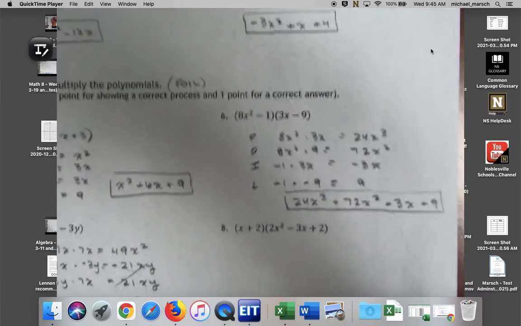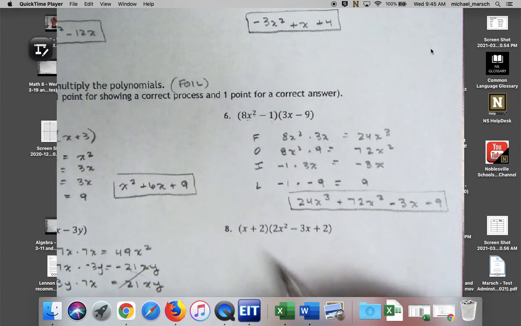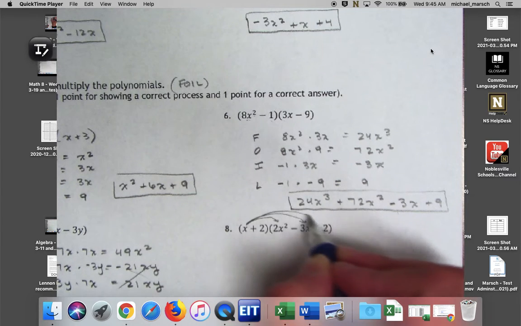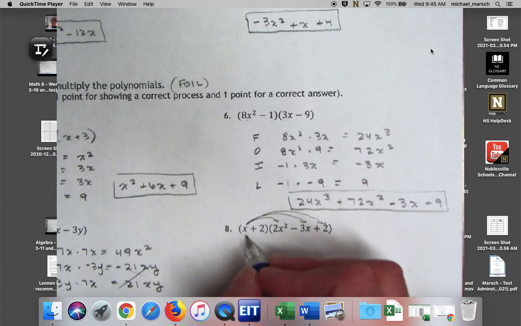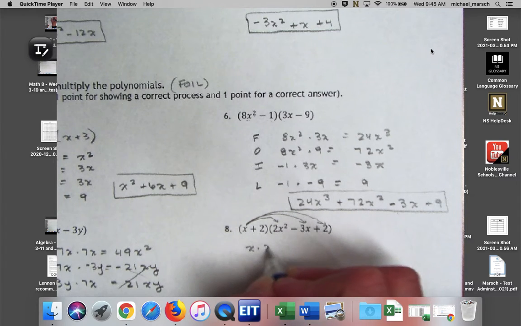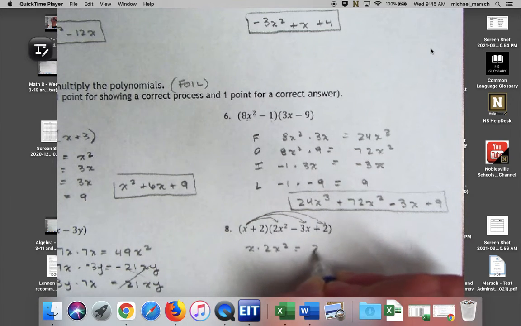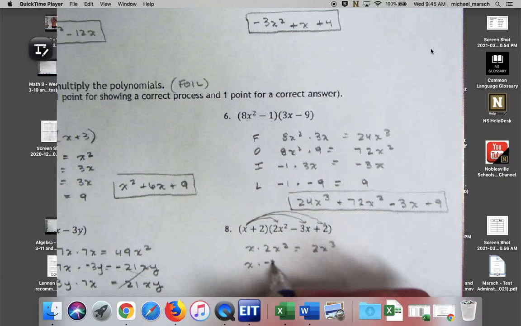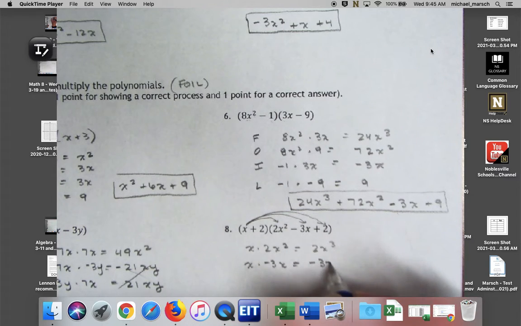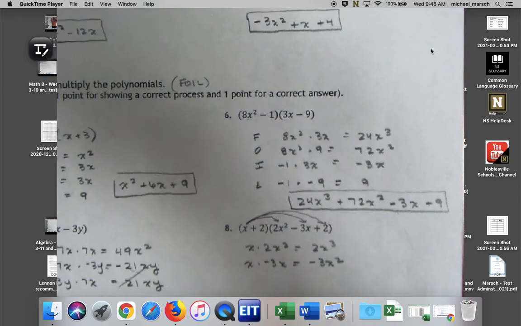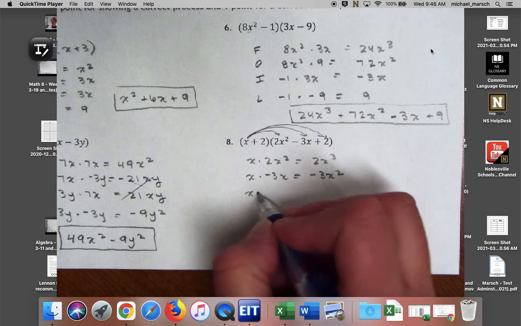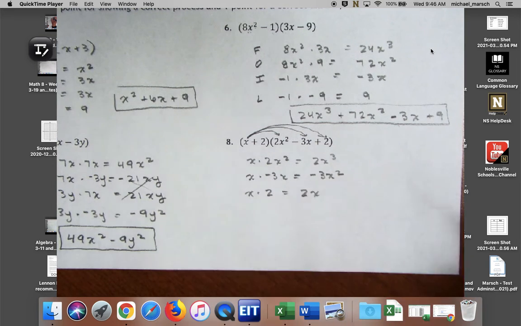All right, in this last one, we cannot use FOIL because we have a binomial times a trinomial. So this is when our arrows get really fun. I'm going to do the x times all of these. So I'm going to get x times 2x squared, and I'm going to get 2x cubed. X times negative 3x is going to give me negative 3x squared. And then I've got x times 2, which is going to give me 2x.